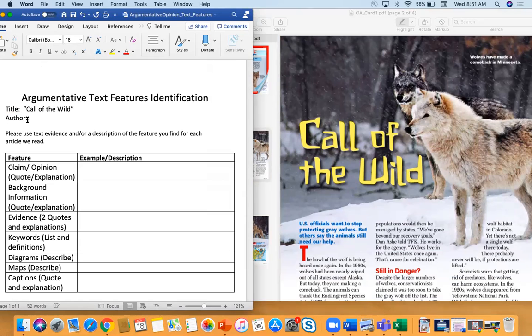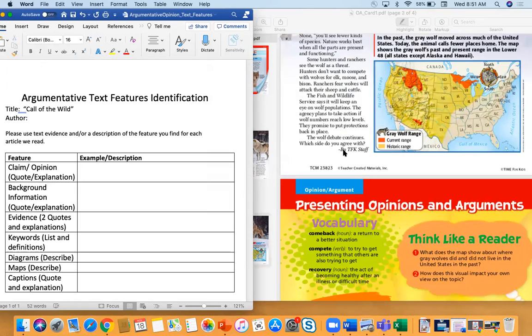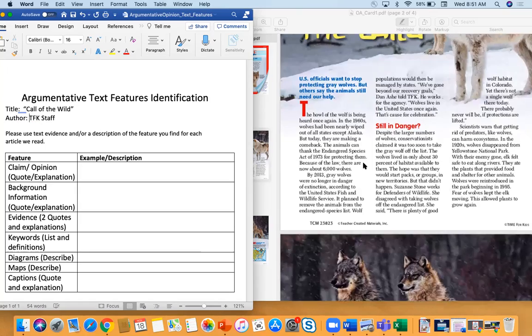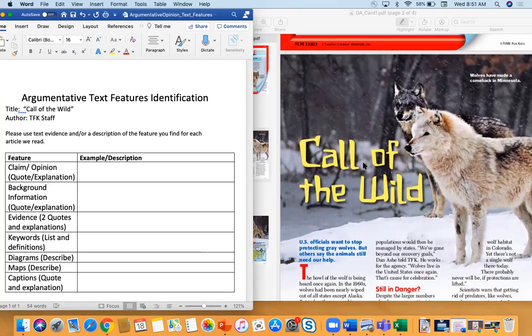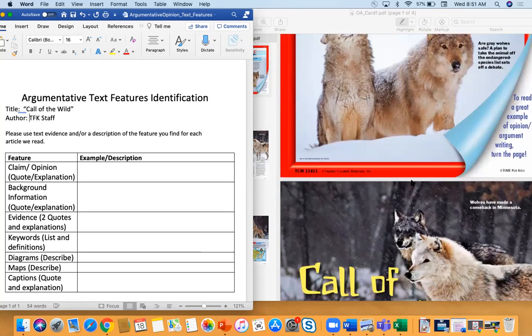And then the author, let's see. Let's find the author. The author, oh, it was just by Time for Kids staff. Sometimes it's by multiple people, so they just put staff.